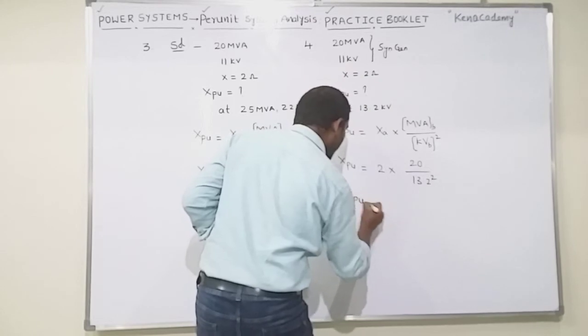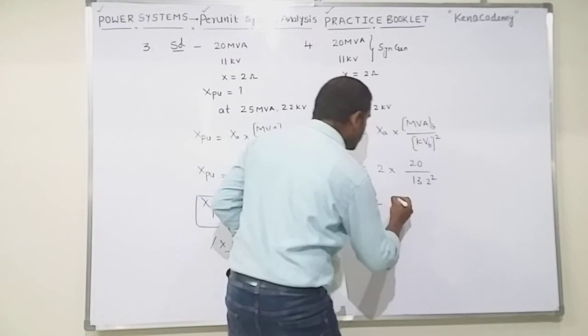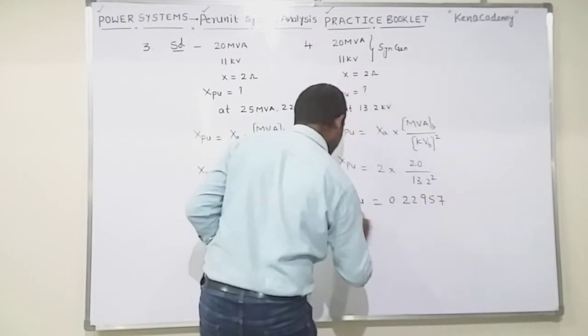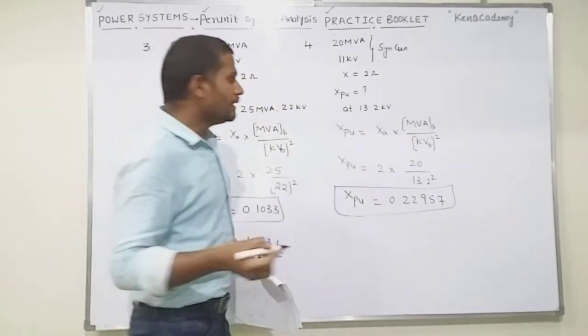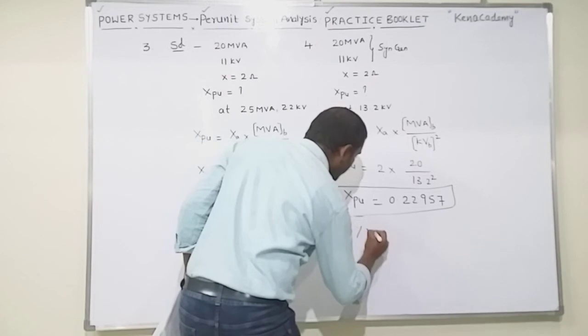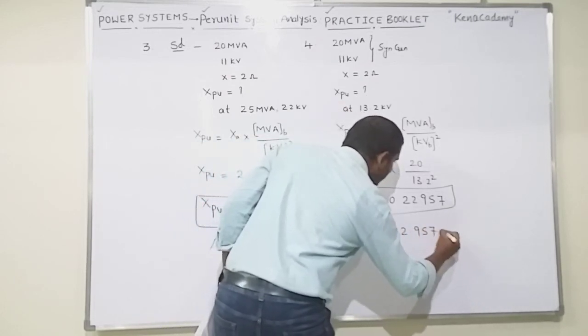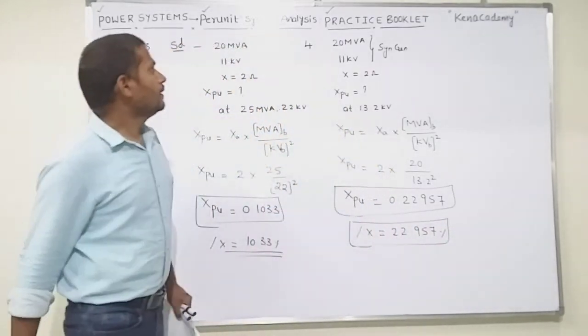Then simplify that. Do the calculation. How much per unit reactance can we get? 0.22957 per unit we can get. Then if you want the percentage reactance, what is it? 22.957% we can get. Is it clear? Okay.